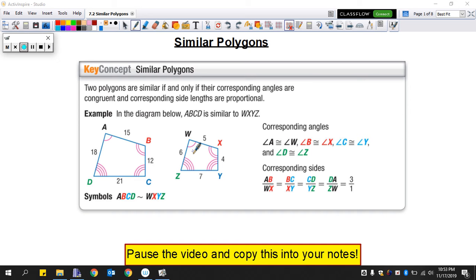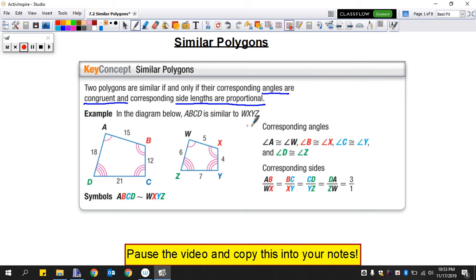In this lesson, we're going to talk about similar polygons. So the key concept is that two polygons are similar if and only if their corresponding angles are congruent, and the corresponding side lengths are proportional.